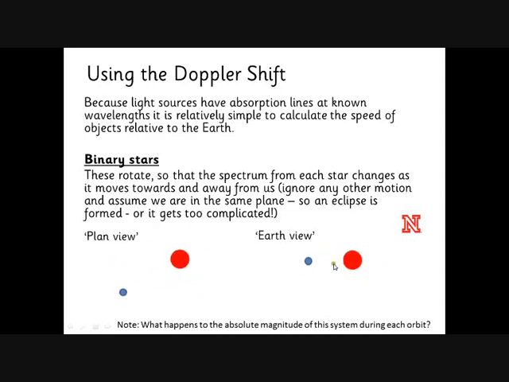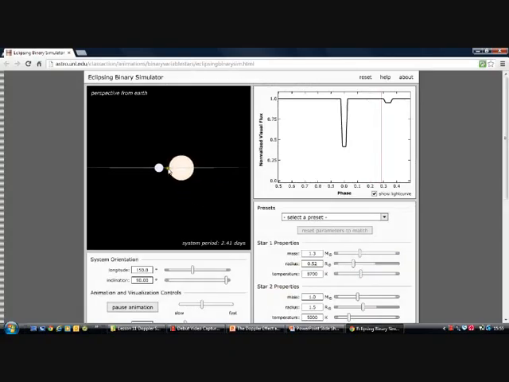Fortunately, my animation is not quite good enough to make the blue star go in front of the red star, so the University of Nebraska have kindly provided us with a slightly better animation. So here we go, here's our small blue star going around our big red star. Now this animation doesn't show us the Doppler shift, but it does show us what's called the light curve, which is quite interesting.